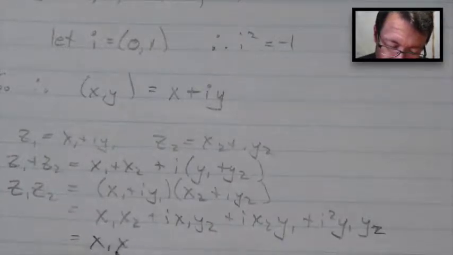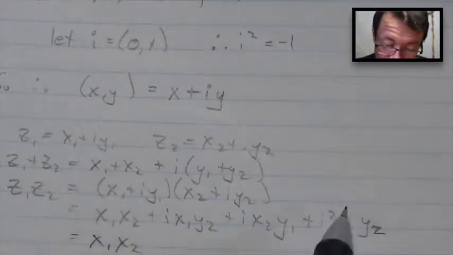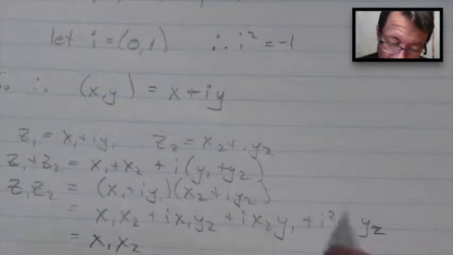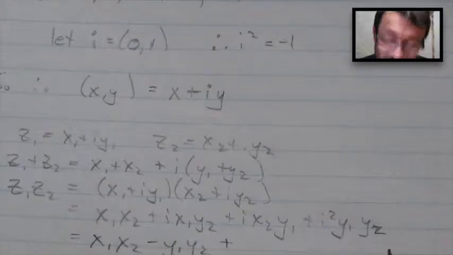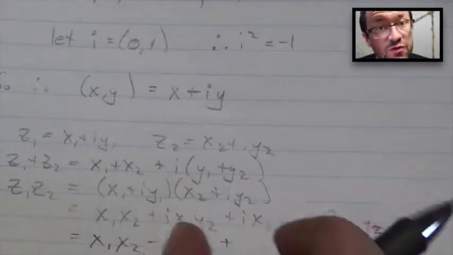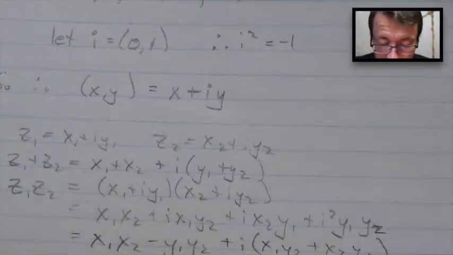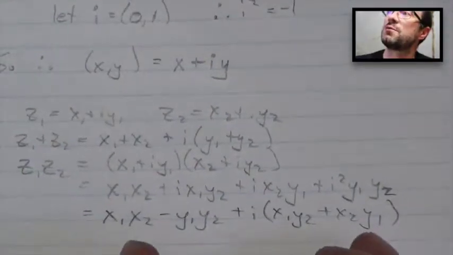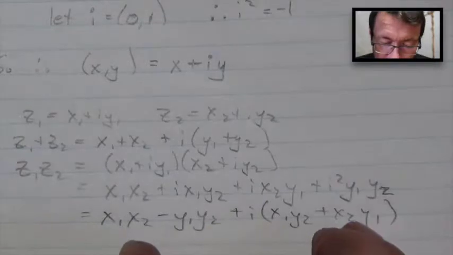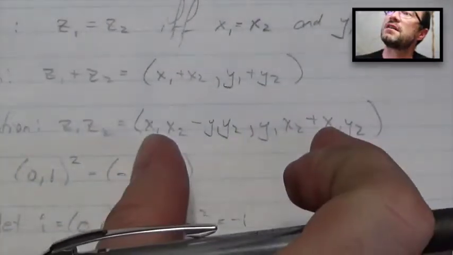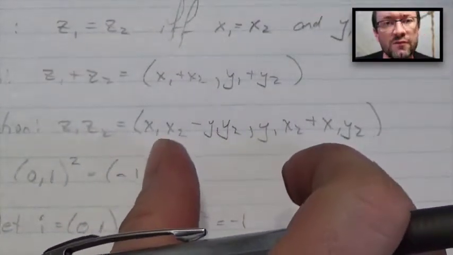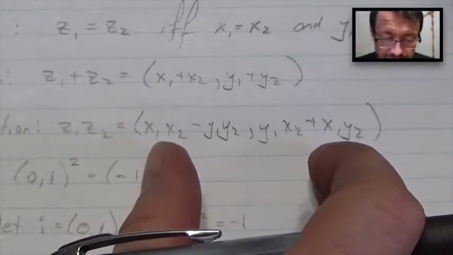So x1 x2, this is also going to be real right here. That i squared is going to be negative y1 y2. And I'm going to add to that those two terms that each have an i in there, and I will factor out the i, and I will get x1 y2 plus x2 y1. Now, take a look at what I've got here as a result and compare that to what I've got here for multiplication. It's the exact same thing.